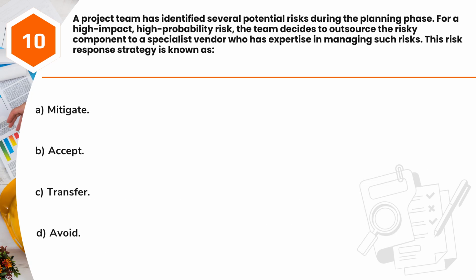Question 10. A project team has identified several potential risks during the planning phase. For a high-impact, high-probability risk, the team decides to outsource the risky component to a specialist vendor who has expertise in managing such risks. This risk response strategy is known as A. Mitigate. B. Accept. C. Transfer. D. Avoid.